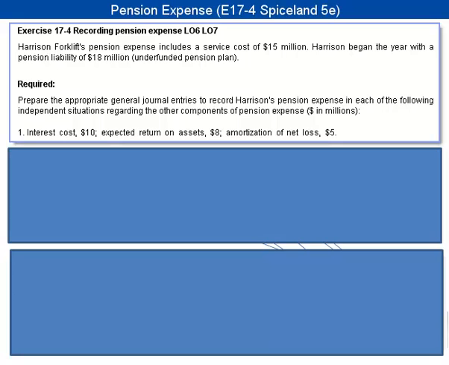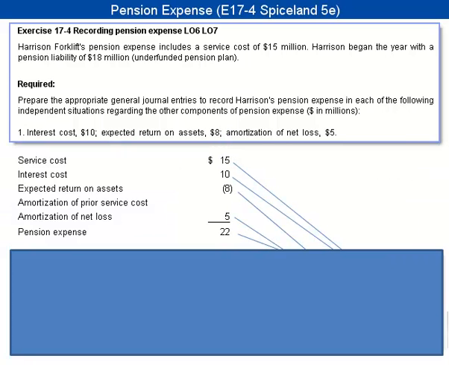The first case shows us that we had interest cost of $10 million, expected return on assets of $8 million, and amortization of net loss of $5 million. Now, I've worked this ahead of time just to speed up the demonstration. Let me slide this off the screen and we can see what we have.